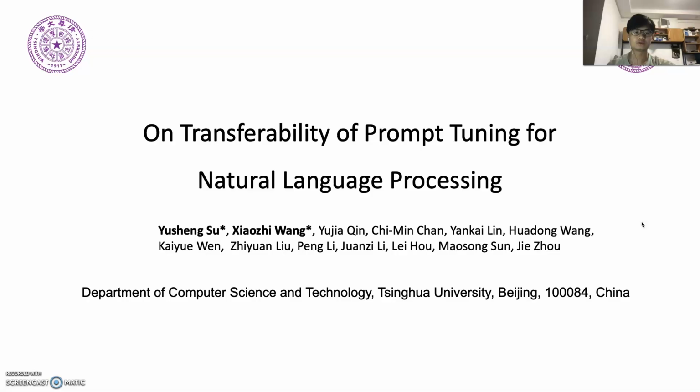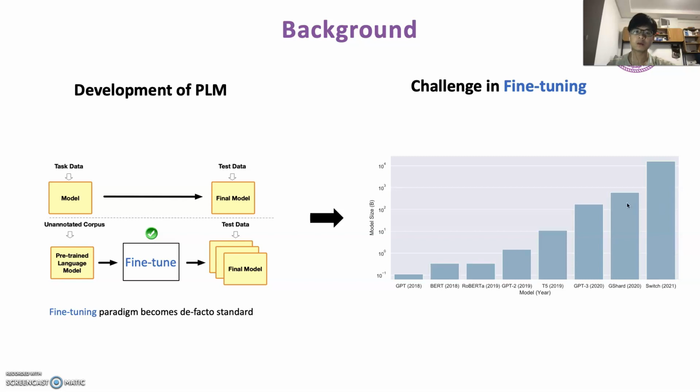Today, I'm going to show our work on transferability of prompt tuning for natural language processing. Before talking about our work, I first introduce some background. In recent years, powerful pre-trained language models have been widely used for many NLP tasks and achieve remarkable performance. Also, fine-tuning became a standard paradigm to transfer pre-trained language models to downstream tasks.